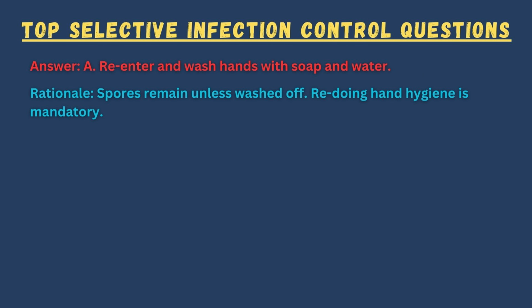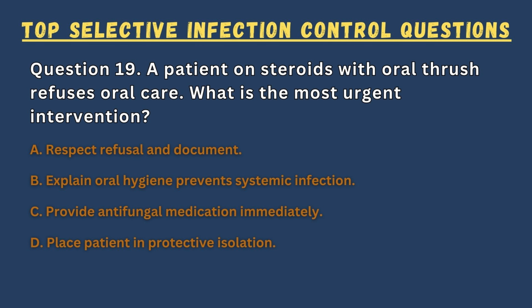Answer: A. Re-enter and wash hands with soap and water. Rationale: spores remain unless washed off. Redoing hand hygiene is mandatory. Question 19. A patient on steroids with oral thrush refuses oral care. What is the most urgent intervention? A. Respect refusal and document. B. Explain oral hygiene prevents systemic infection. C. Provide antifungal medication immediately. D. Place patient in protective isolation.